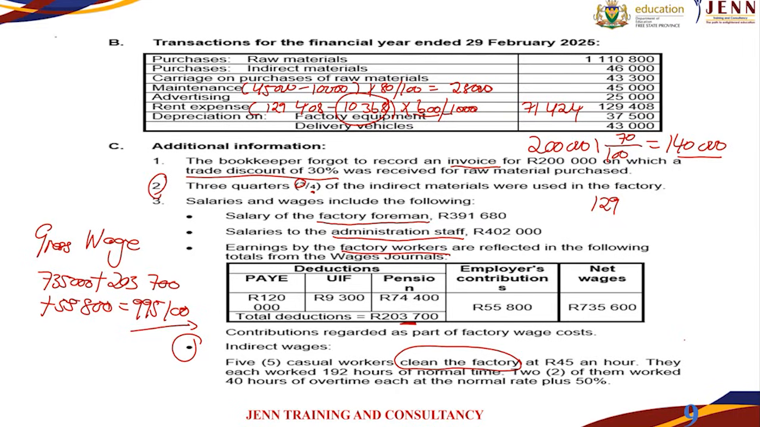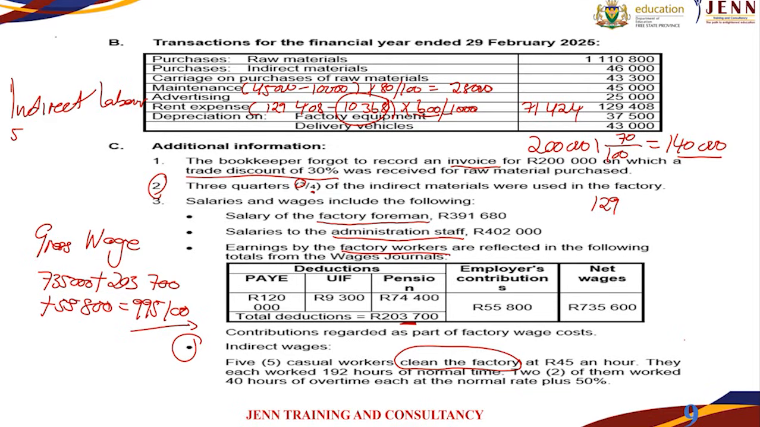So therefore, they represent our indirect labor. So I'm going to do the calculation here. It will be our indirect labor. Now the question is, how many employees do we have there? It is 5 casual employees.